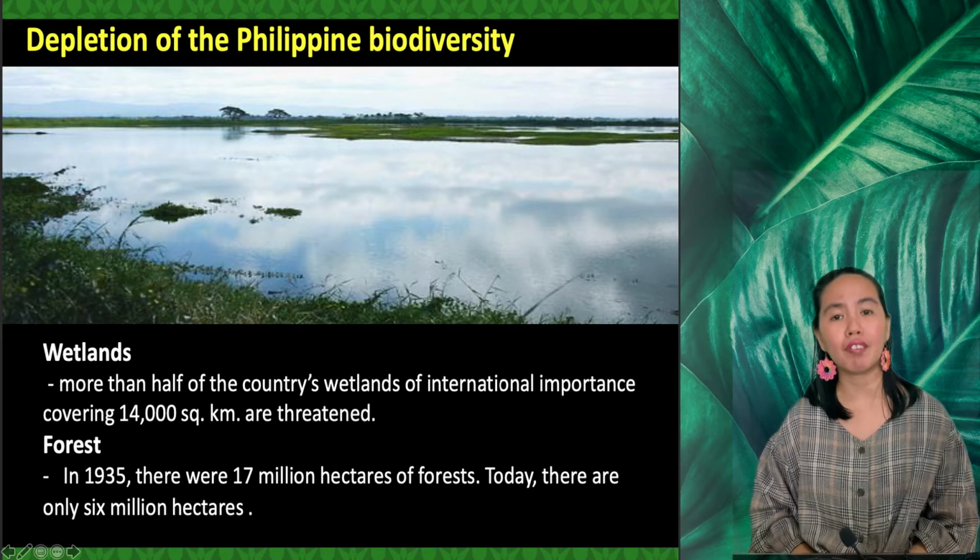Forests. In 1935, there were 17 million hectares of forest. Today, there are only 6 million hectares.